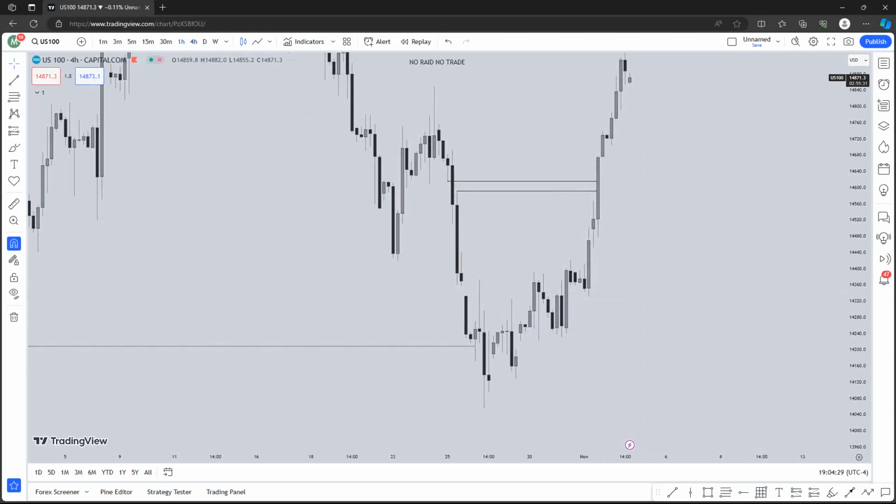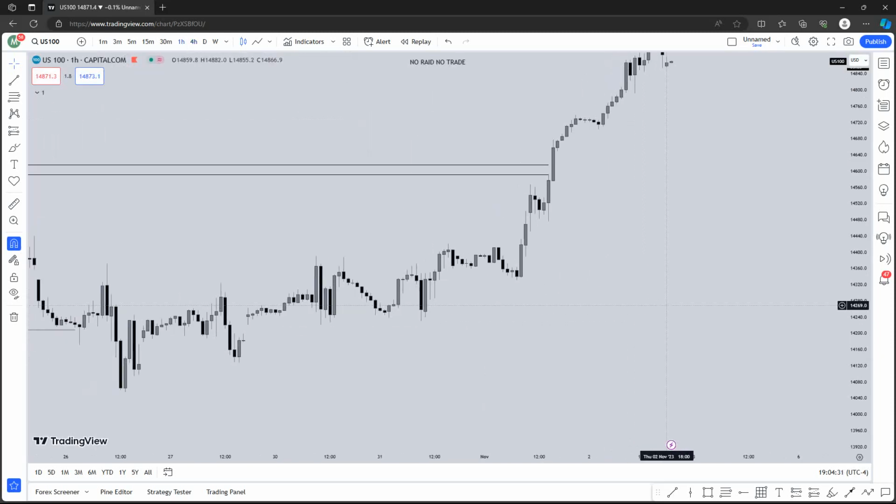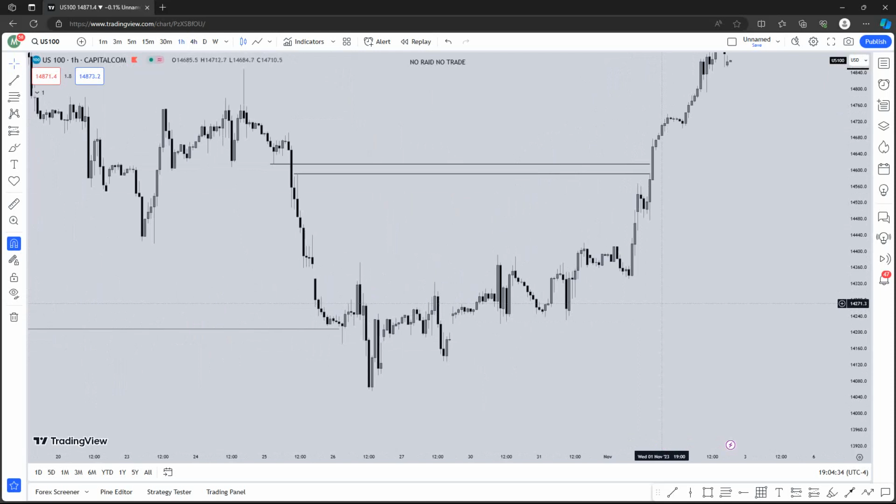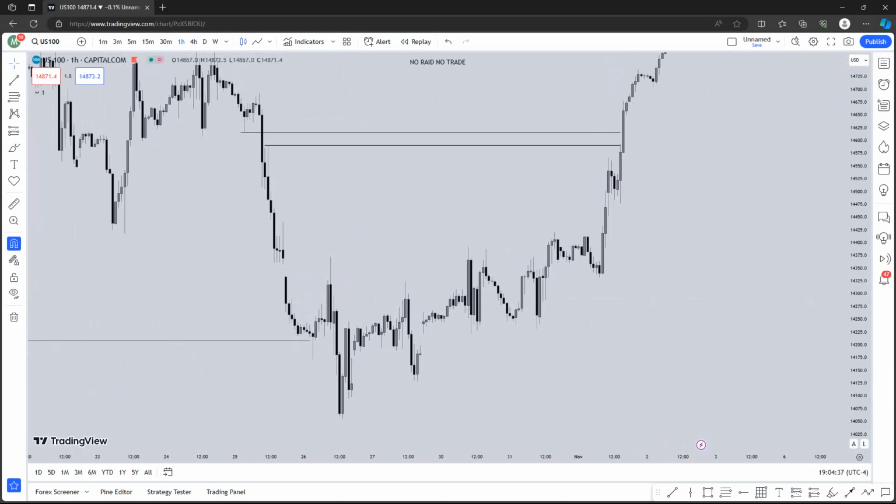Let's head down to the 1 hour so that we can look at the Monday trading. Monday's trading would be right here. On Mondays I don't usually trade, because Mondays are usually tricky and sometimes the market just needs to settle in. From Tuesday, that's when I start looking for trades.